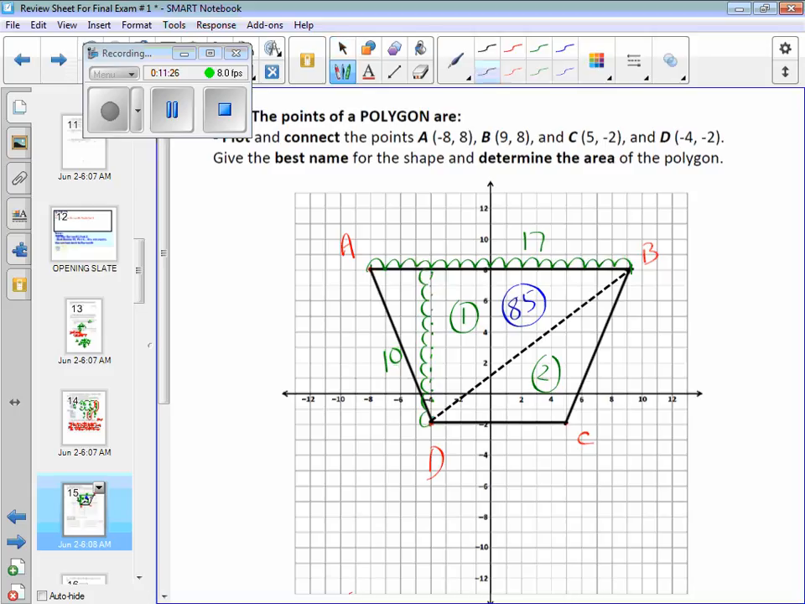Now I'm going to do triangle 2. This is my base. 1, 2, 3, 4, 5, 6, 7, 8. Base of 9. Thank you. And the trick is when you split up a trapezoid into 2 triangles, the height for each one is exactly the same. So if I got the height of 10 on triangle 1, my height for triangle 2 is also 10. I'm going to split 10 in half.